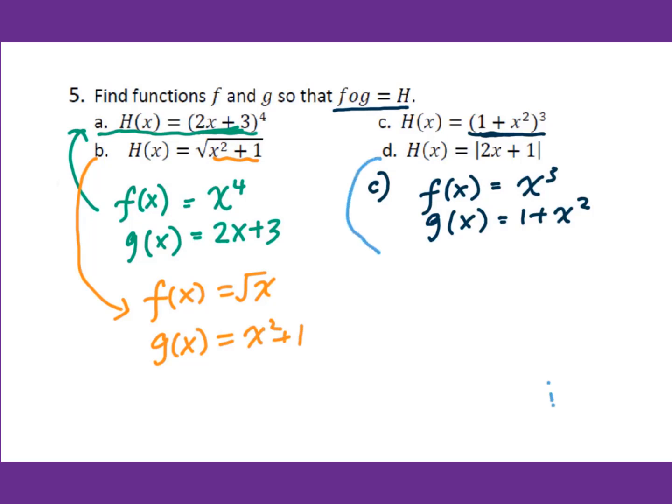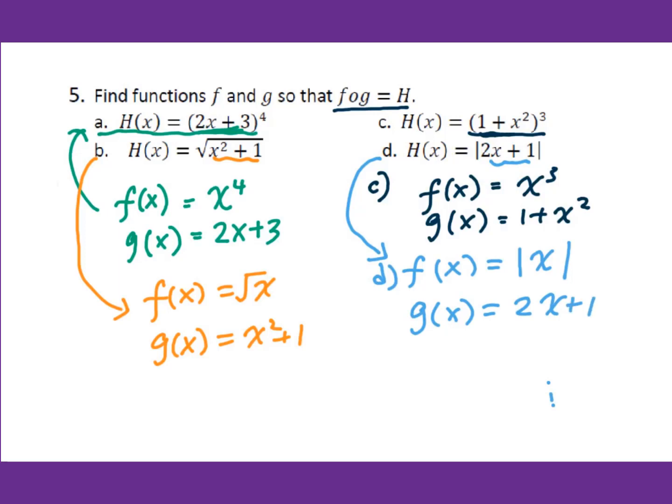Now for this d, first of all, we know this is an absolute value function. So I write down absolute value of x. Then what's in the absolute value? That is 2x plus 1. So g of x equals 2x plus 1. That's it.